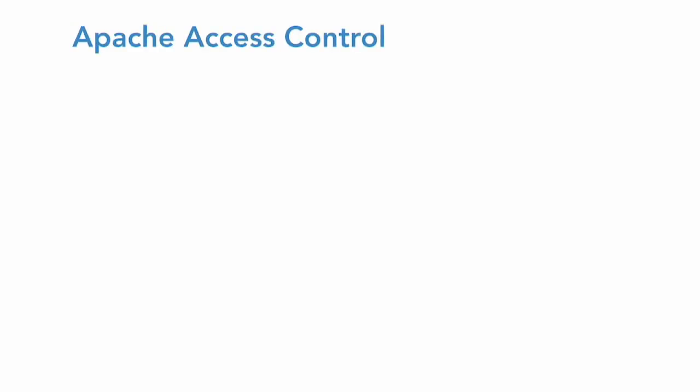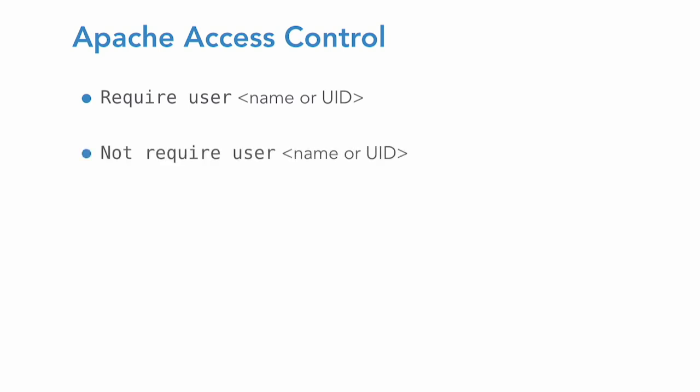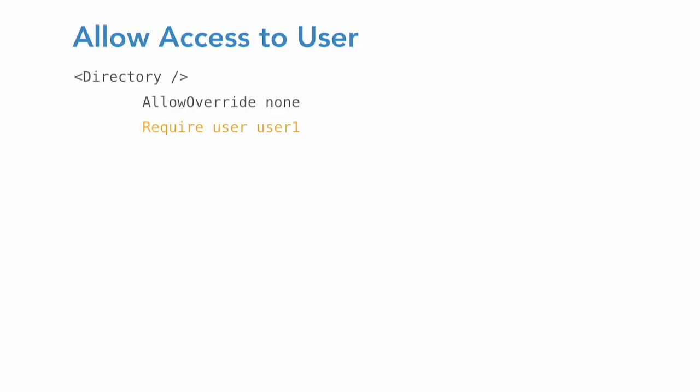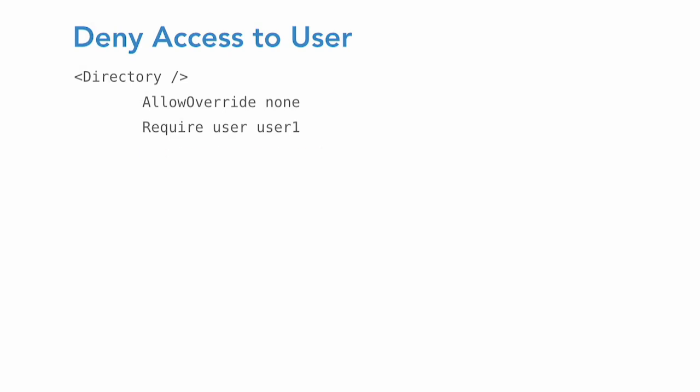I mentioned in a previous video that Apache has some directives for restricting access based on user, group, network, or host. Let's take a closer look. With Require user, access is granted to a specific user based on their username or user ID. We can deny the same way with Require not user. Let's see what this looks like. To allow access by user, we just specify their name. To deny by user, we change it to Require not user and again specify their name.